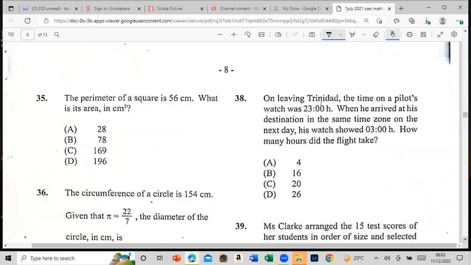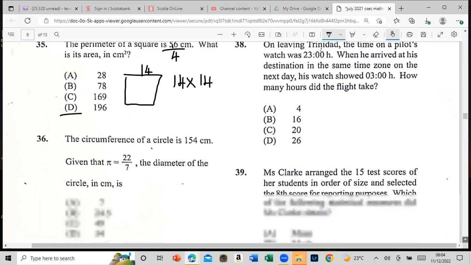The perimeter of a square is 56 centimeters. What is its area? So basically, a square has all 4 sides equal. If everything adds up to 56, we just divide it by 4. So that's 14, one side is 14. The area of a square is 14 times 14. 4 times 4 is 16, so it's 196.